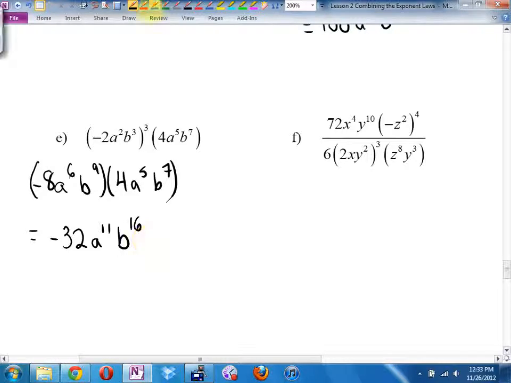F may look ugly. I'm telling you, with the right tools, it'll fall apart pretty quickly. Amy, read me the first term. 72x to the 4th, y to the 10th. Is there an exponent around that in brackets? Then rewrite it. And let's put it in a bracket now, but with no exponent outside, just to keep it tidy.